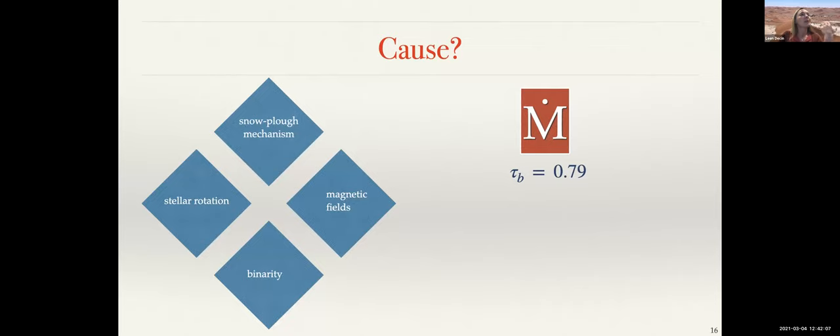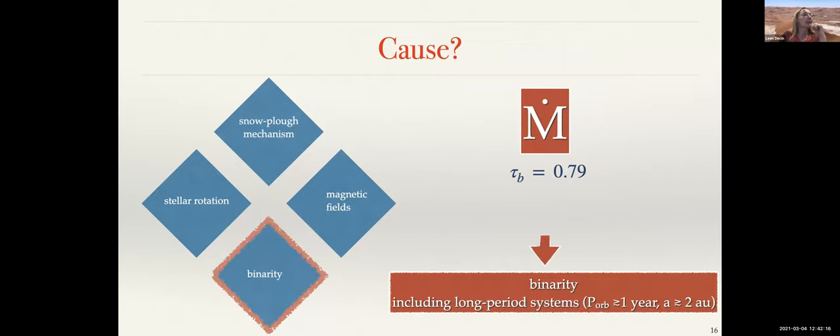So out of these possibilities that I have proposed to you, which one can now explain these morphologies? Well, the answer is that it is indeed binarity, but binarity in a much broader sense. We do not only focus on the very short period common envelope binaries, but you also have to include the long period binaries, where you have orbits which can be above 1 year.